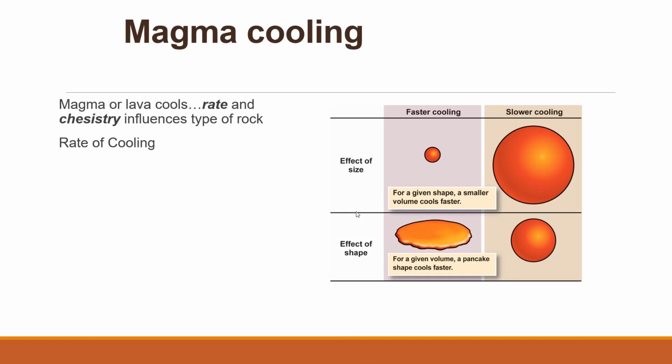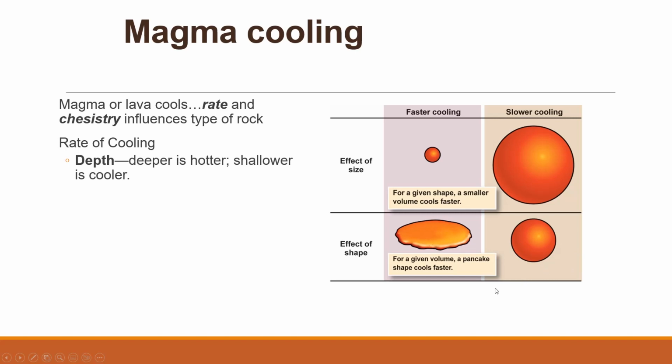The way a magma or lava cools is going to be dependent on the rate and the chemistry, and that will tell us what type of rocks we get. Whether it cools fast or slow is going to indicate the size and shapes of our crystals as well as our rocks. If it cools fast, it will be small crystals, and they tend to be more planar. It will also cool faster if we have our magma more spread out. For example, a lava flow is going to cool faster than a big blob. The bigger crystals are going to be due to slower cooling.